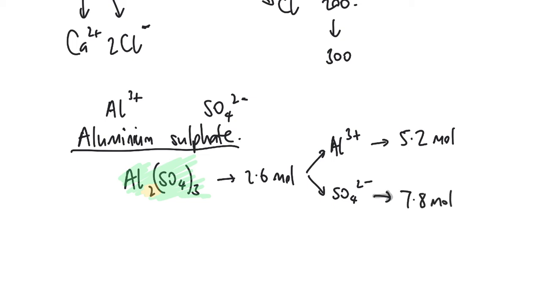Happy with that? 7.8. Quick math. Yeah? So, are we happy with that? What's the total number of moles of ions that I have then? Total moles of ions. 13 or 14? Yeah, we can math. 13 moles of ions.